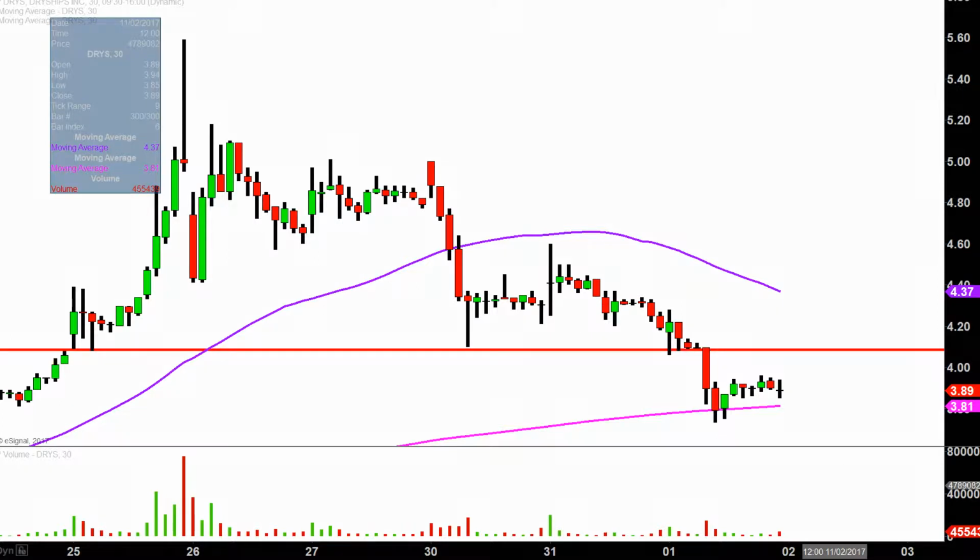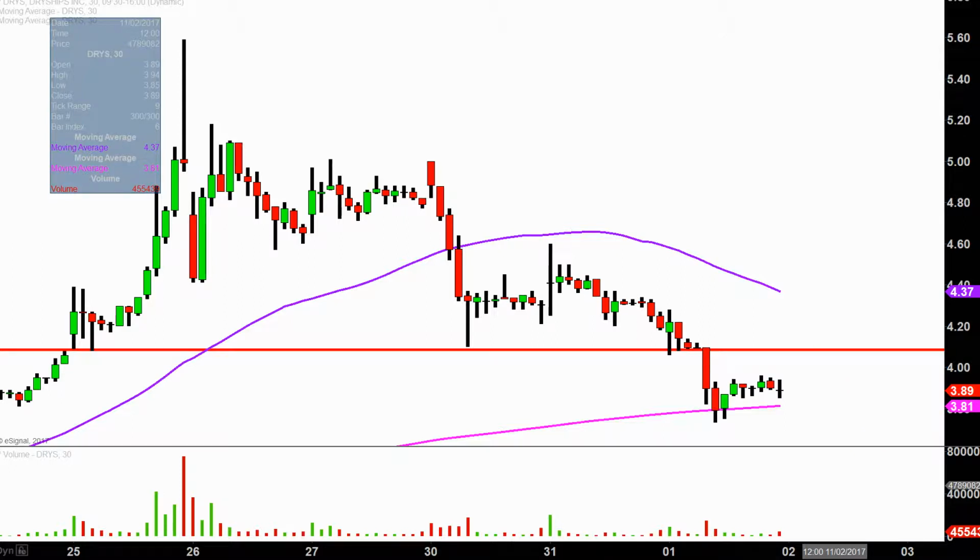Next overall area of resistance, in the event the price can push through the $4.10 mark, would be the 50-period simple moving average, which is being denoted there by that purple line. But there's no point at this junction in time in talking about the purple line up there, the 50-period, until the bulls can first prove themselves by getting back up above $4.10.